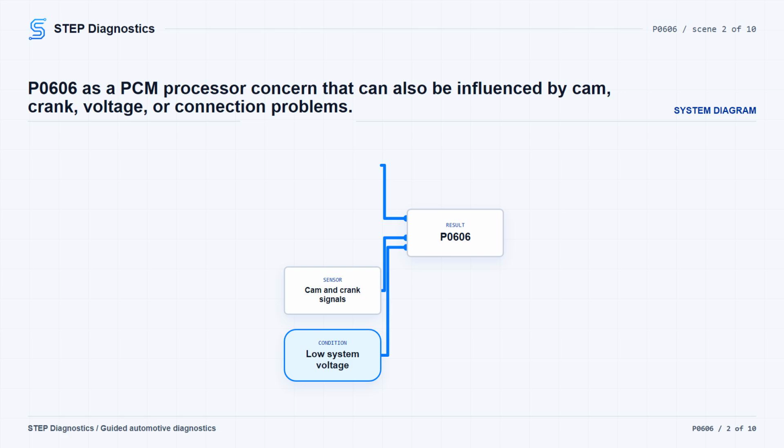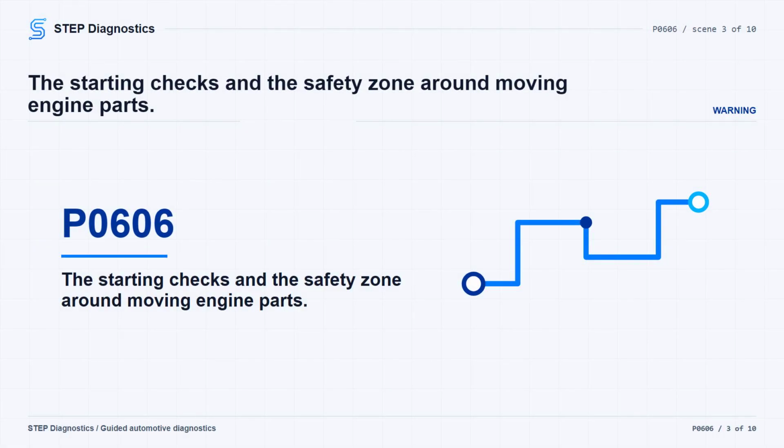Broadly, keep the possible fault areas in mind: PCM internal processing, cam and crank sensor signal plausibility, low system voltage, and connector or terminal problems in the related harnesses. Before getting into the code path, start with the basic pre-diagnostic checks. And anytime the engine is running, stay out of the fan line. Keep your hands away from belts, pulleys, and the fan, and do not wear loose clothing around moving parts.